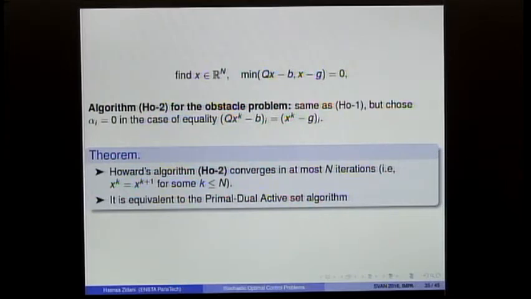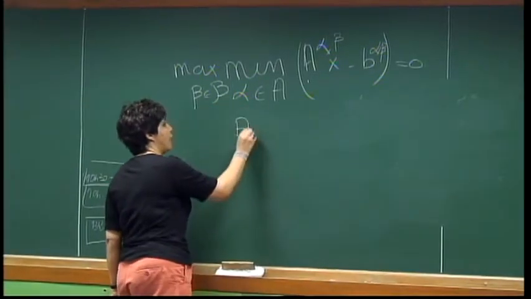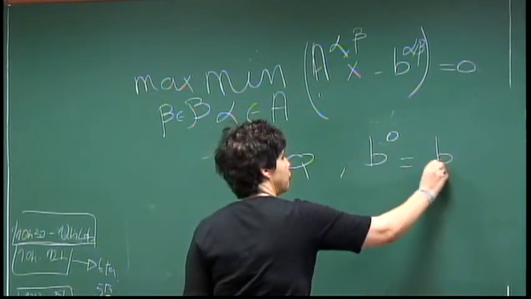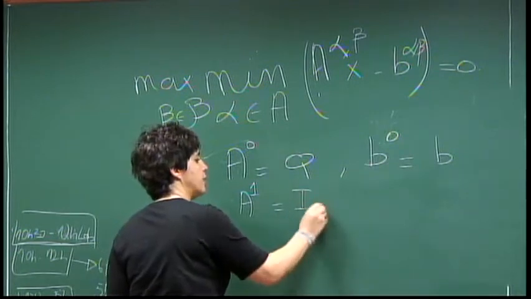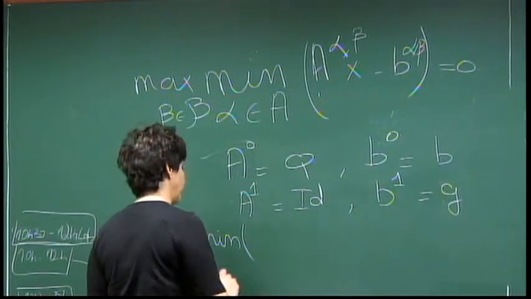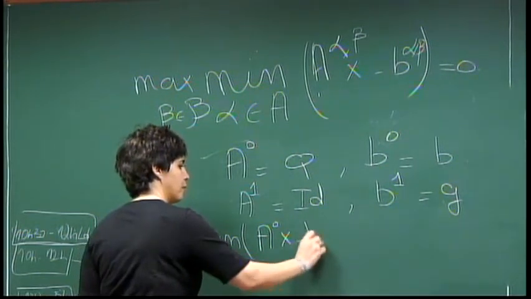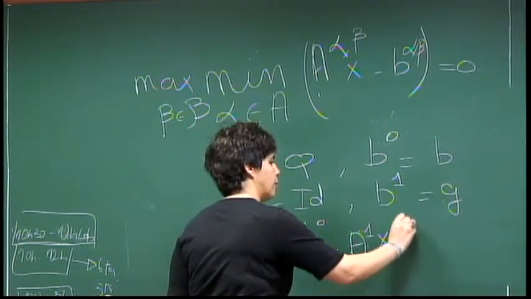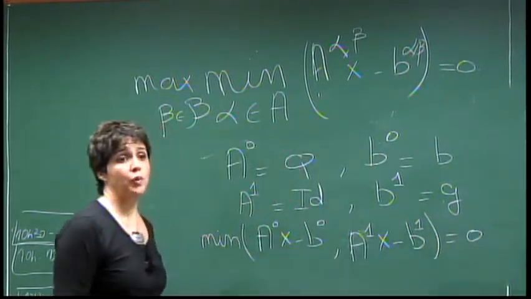Do you remember the notations or not? Let me maybe write down what we are talking about. So we have alpha 0, A0 is equal to Q, and B0 is equal to B, A1 is equal to the identity, and B1 is equal to J. And we are just solving the equation A1 x minus B1 equal to 0. This is what we are solving.